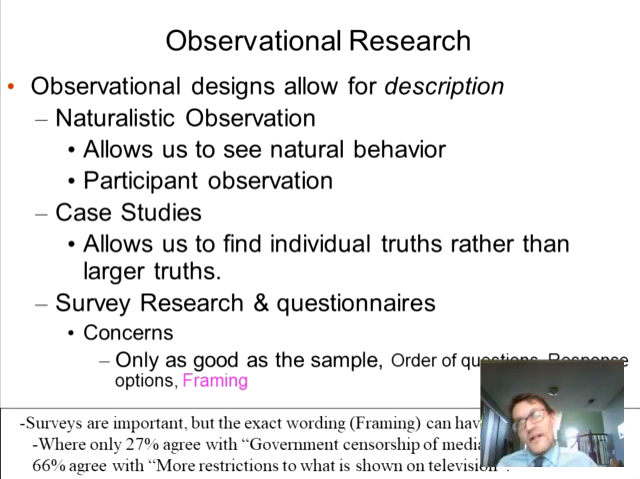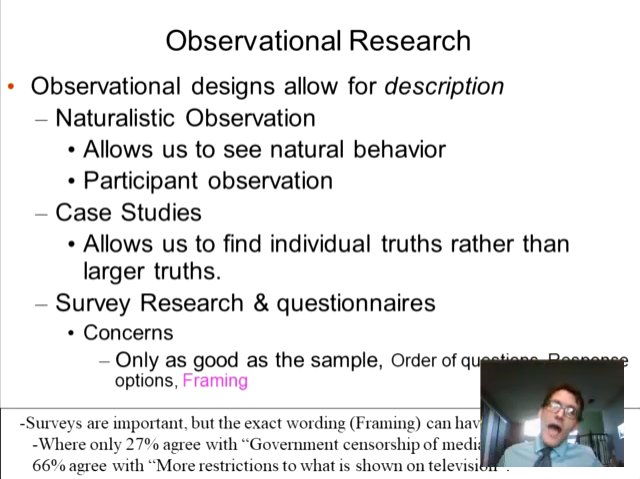Observational research is useful, but I'll tell you that there's four goals of science. Okay, to describe, explain, predict, and control. And in fact, psychology is really all about describing, explaining, predicting, and controlling behavior and mental processes. That's the science of psychology.